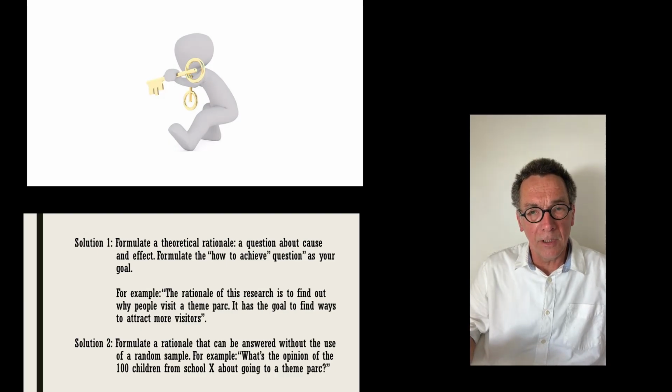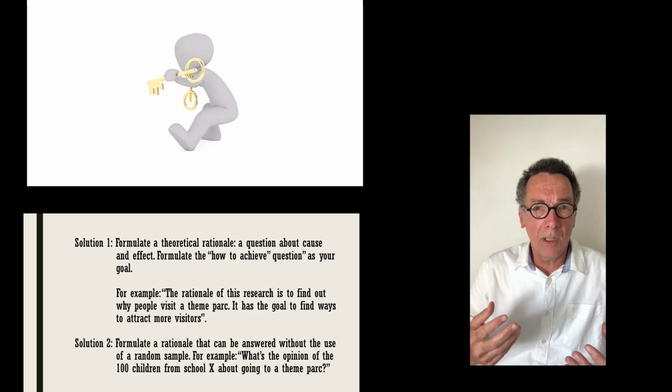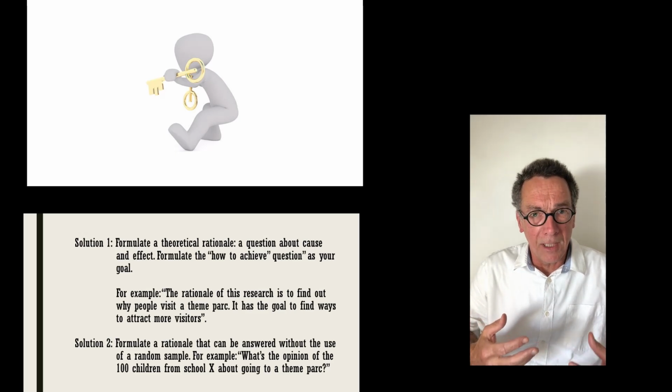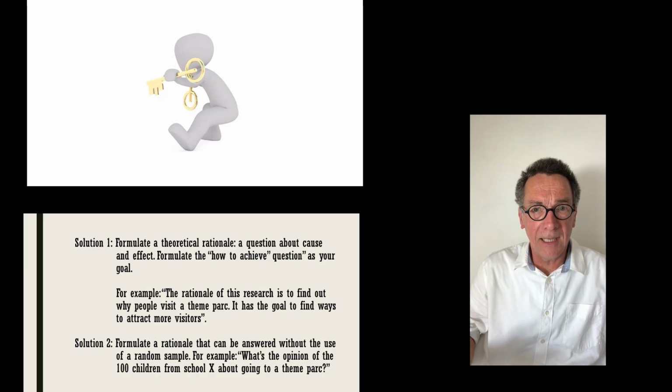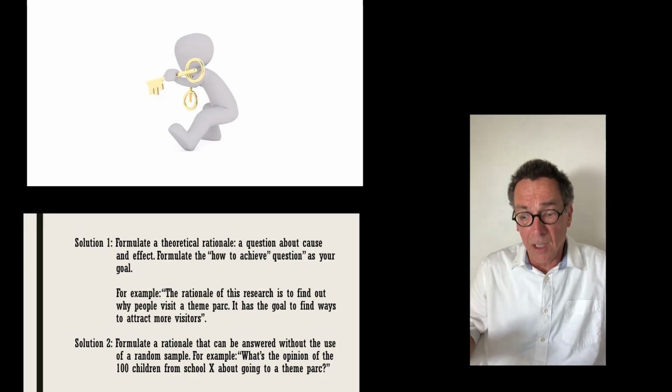The solution for the second issue is that you have to think about the time and money you have, that you think about your statistical skills. And if you believe that you don't have the time and money, or that you are convinced that you don't have the statistical skills, then it's wise to reformulate your rationale in something that is feasible. For example, what is the opinion of the 100 children of school X about going to a theme park?